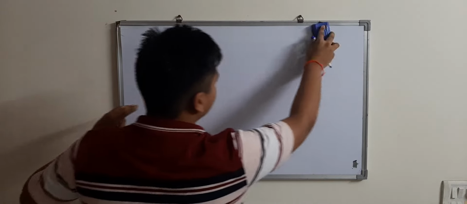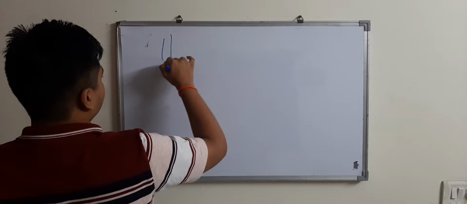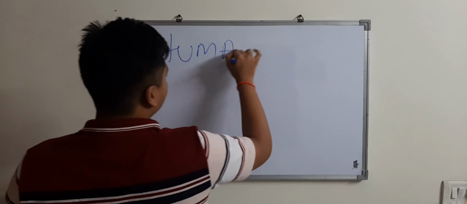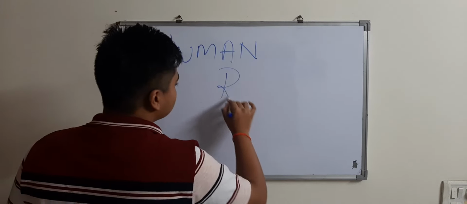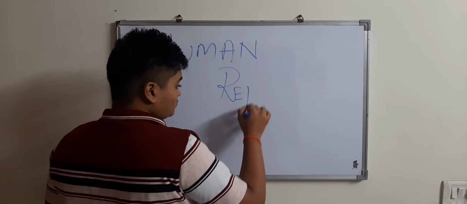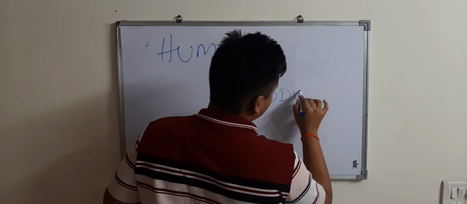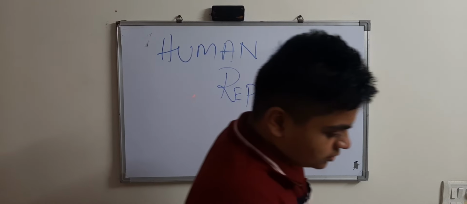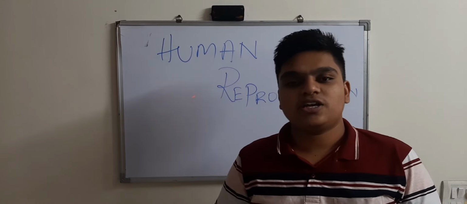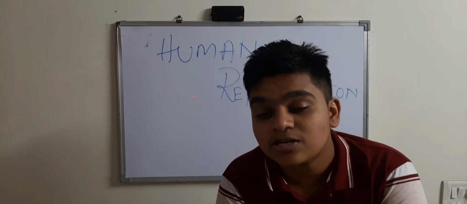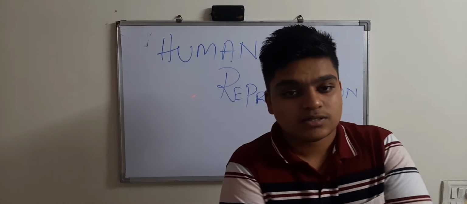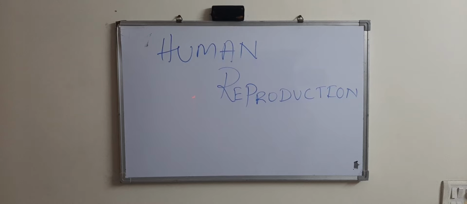Let's start the chapter human reproduction, and this is an extension of the chapter which is present in your 10th class, that is reproduction in living organisms. Human reproduction. Now, let me ask you a question. Is this reproduction a life process or a life continuing process? Now tell me, is reproduction a life process or a life continuing process?